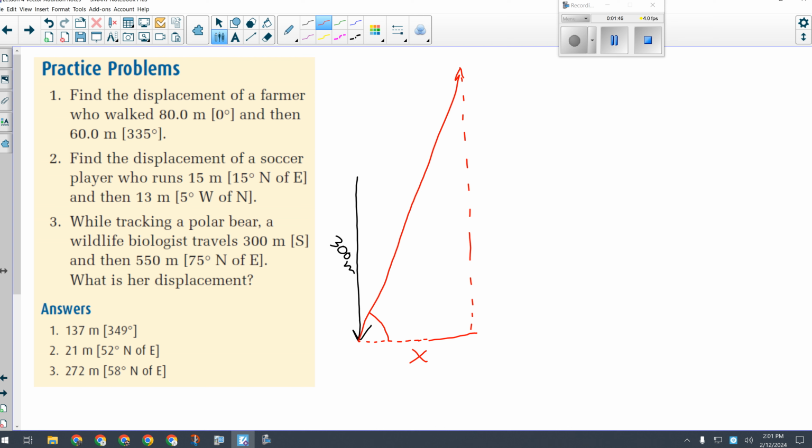So this would be the x component of this line. This would be 550 meters, 75 degree angle. That would be the y component. That would mean that this line right here would be my resultant. So this will be the overall displacement. This will be x, this will be y.